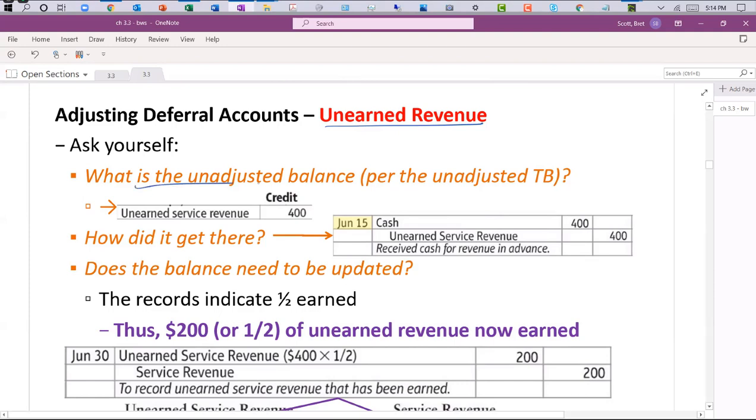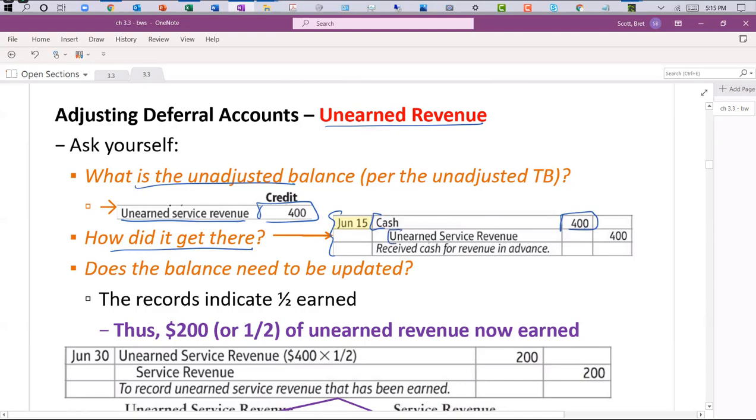So first, what is the unadjusted balance that we see? Unearned revenue has a credit balance of 400. How did it get there? Might be worth looking back 15 days ago, about 2 weeks ago. We got cash from a customer. They paid in advance $400. I owe that cash back to them if I don't perform the service.